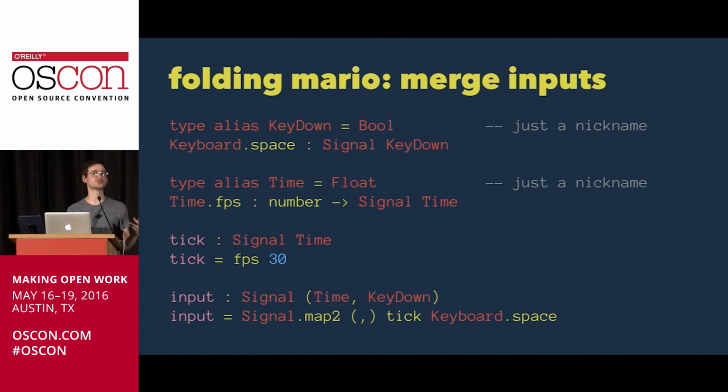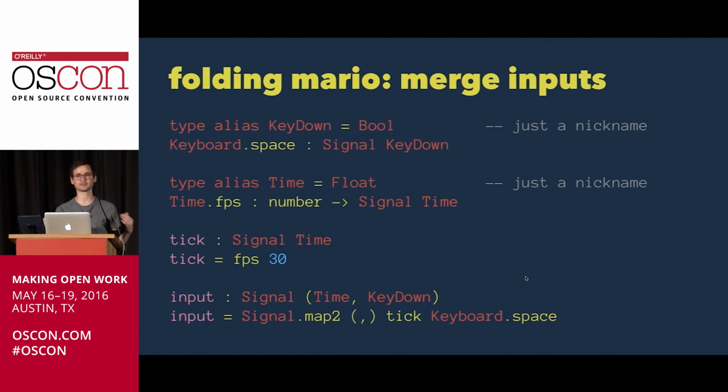Our inputs, there's actually 2 inputs to the program. It sounded like the only input was me pressing the spacebar, but if we're running a physics simulation with Mario going up into the air, we actually need a tick on a frame rate in order to simulate how much he moves each frame. So there's actually 2 inputs. One of them is a tick. One of them is the spacebar.